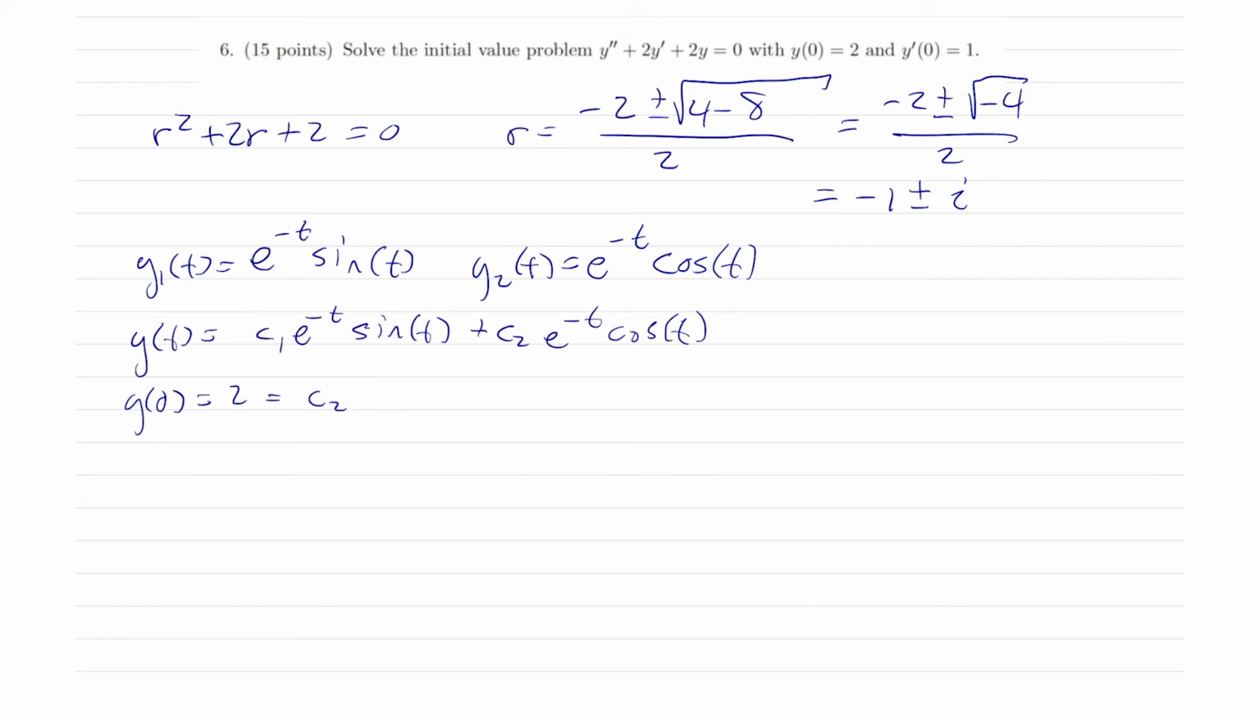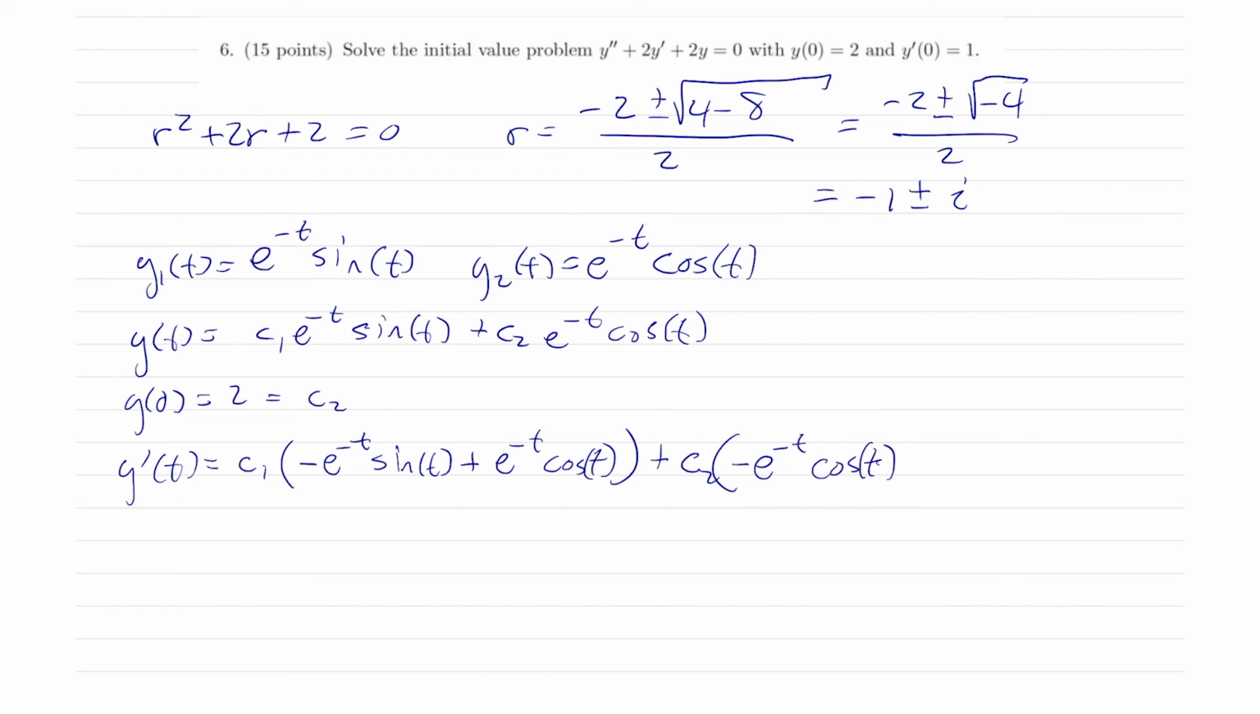All right, now let's see if we can figure out what, if I take y prime of t, it's going to give me, I don't like this, but let's do it anyway. So I get C1 times minus e to the minus t times sine of t, and then I get plus e to the minus t cosine of t, and I get plus C2 times minus e to the minus t times cosine of t, and I get minus e to the minus t sine of t. Okay, and we already know what C2 is, and that's fine.